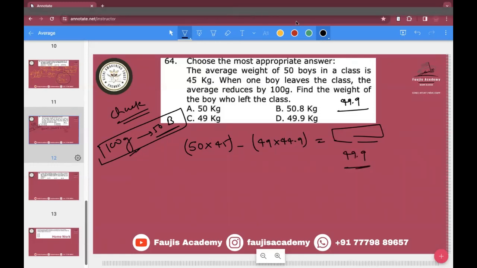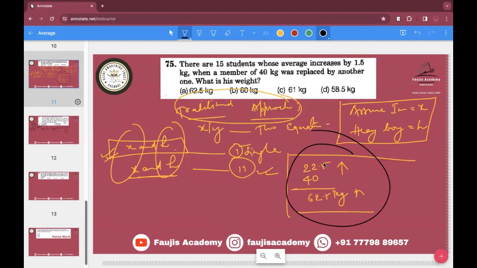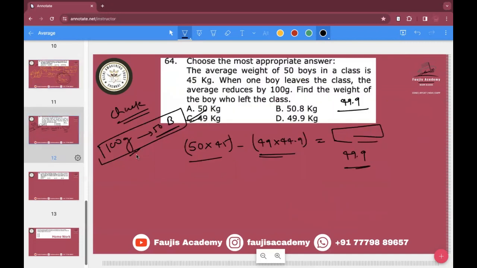Vishnu? Guys, yes, using a calculator, I got 49.9. We made some mistake over here. No worries. I will look back into this method, the way I told you over here. The problem is that one is leaving and it is not getting replaced. So that I need to check.